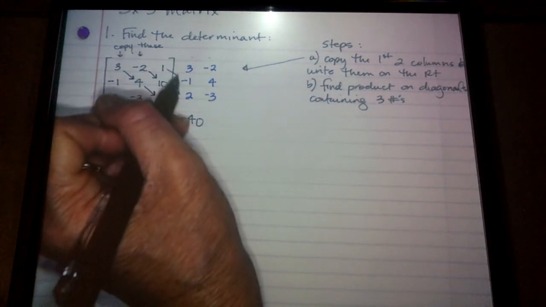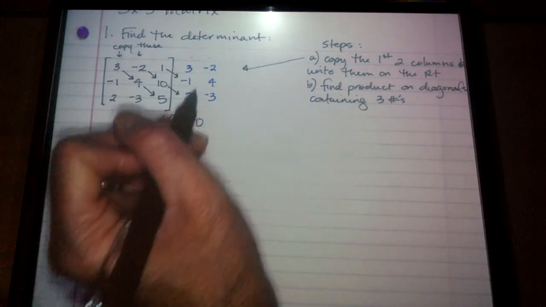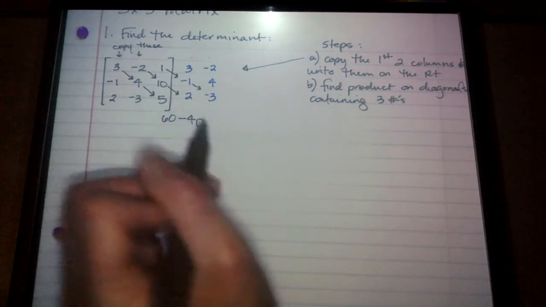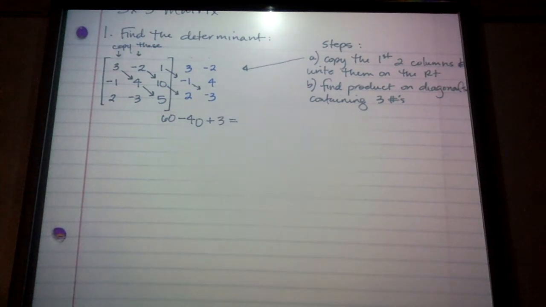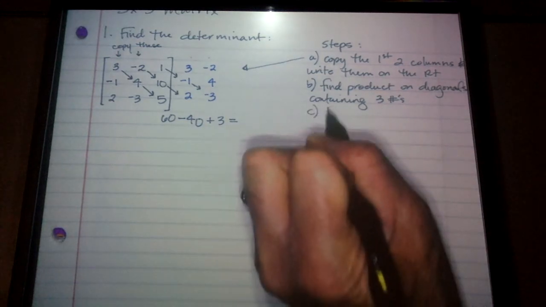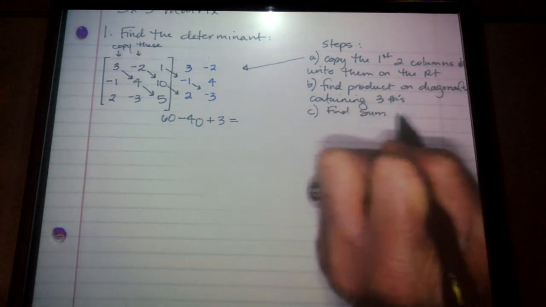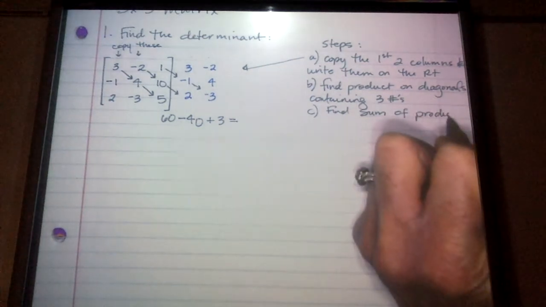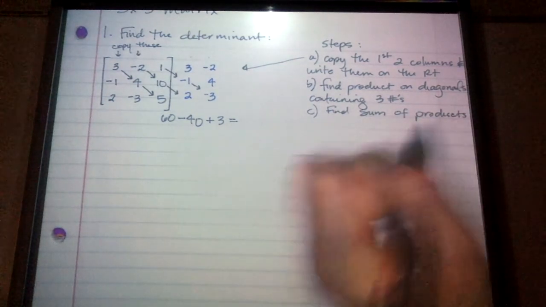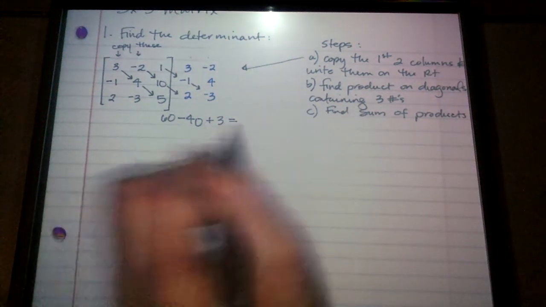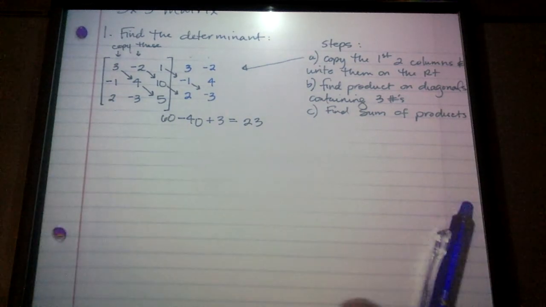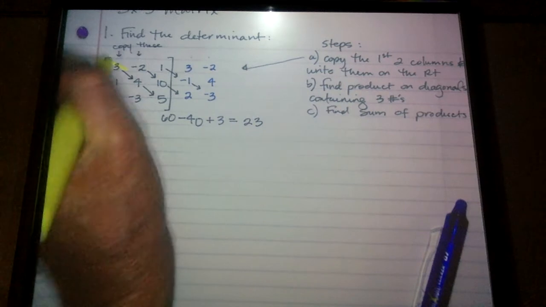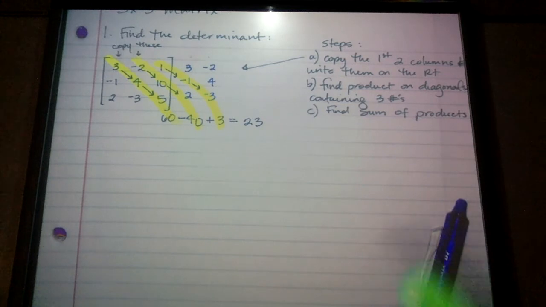Next diagonal, 1 times -1 is -1 times -3. And that gives me a +3. And then I'm going to find that sum. So then I'm going to find the sum of products. So 60 minus 40 is 20. 20 plus 3 is 23. Now let's start with the bottom. So if that helps, right, this matches there.